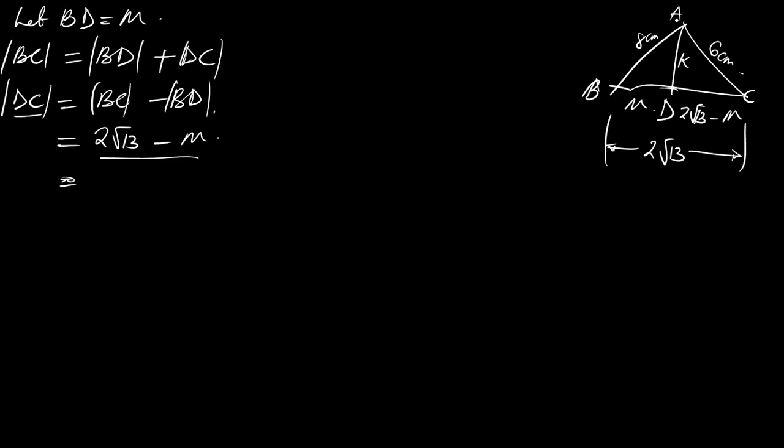Now since AD is a bisector, there is a ratio where you say that if AD bisects angle A equally, then it means that AC divided by AB is equal to BC divided by BD.